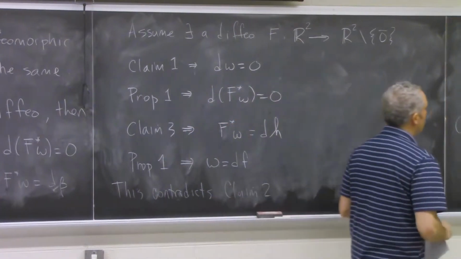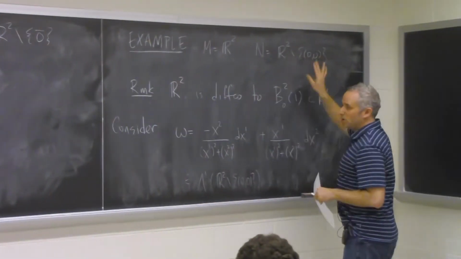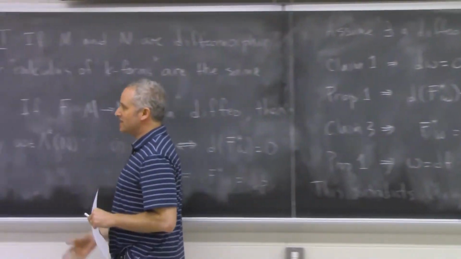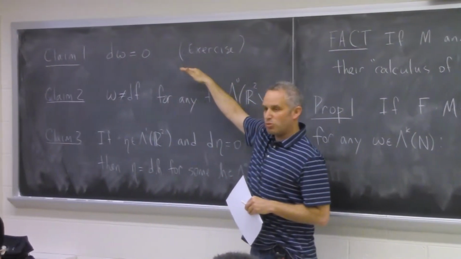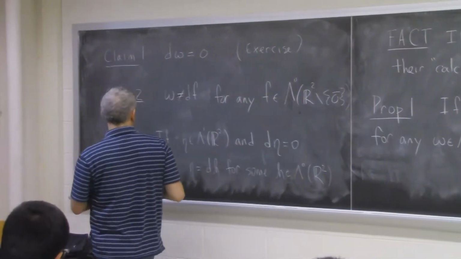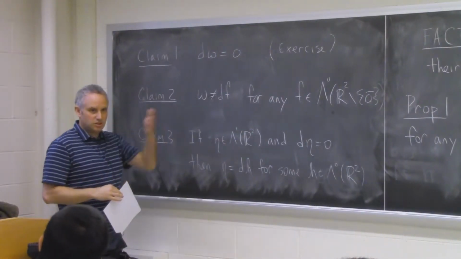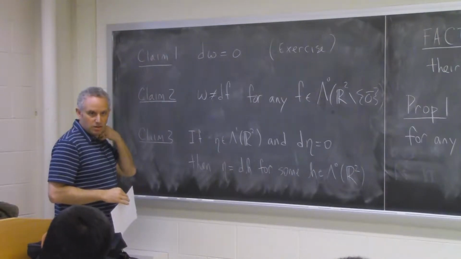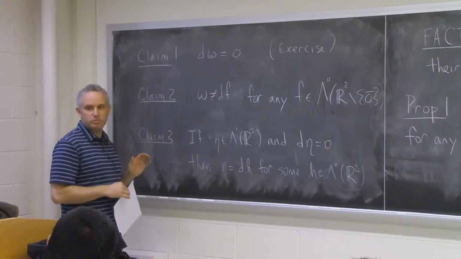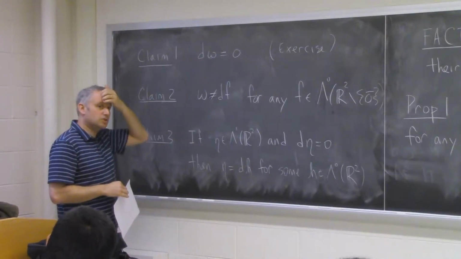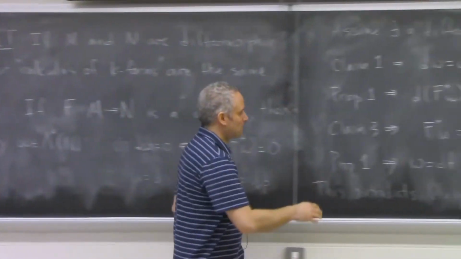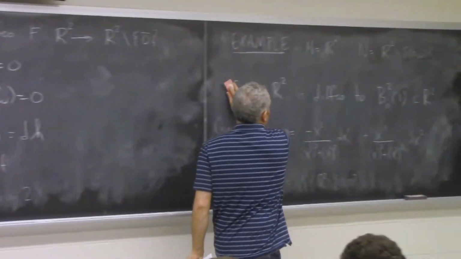So to prove that R2, the plane, and the punctured plane are not diffeomorphic, this argument tells us that it suffices to prove claims 1 through 3. Okay? Claim 1 is an exercise, which I will leave to you. It's just taking the exterior derivative of that particular form. So let's go on to claim 2. Okay? Does everyone understand the structure of the argument? All right, so let's prove claim 2.